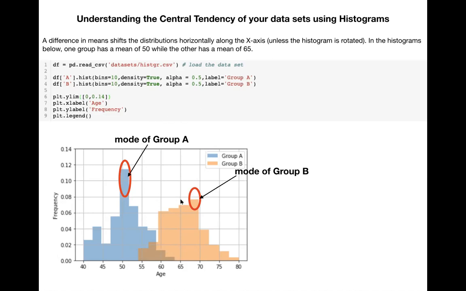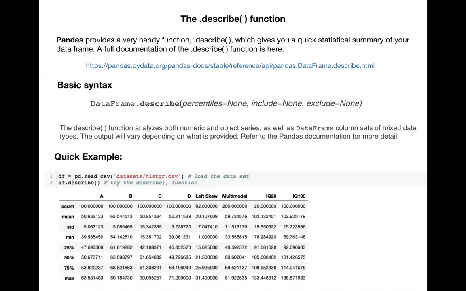If you plot this, you can see a bunch of distributions. The first thing you see is that this peak value is the mode of group A, and that's the peak value, the mode, of group B. Right? Besides this, to get information like this, pandas actually provides lots of useful functions to look at things like this directly.